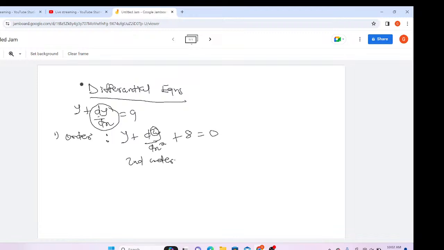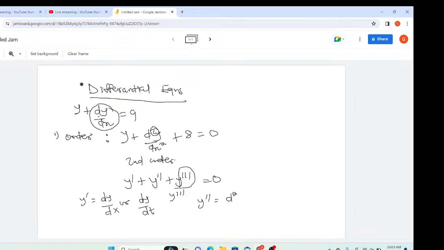Supposing you have multiple derivatives, let's say y prime plus y prime prime plus y prime prime prime equals 0, then the order of the differential equation will be 3, because the highest derivative here is y prime prime prime. Let's take note of this. In differential equations, when you say y prime, we mean dy with respect to an independent variable, let's say x, or dy with respect to another independent variable, let's say t. This will be the convention we're using here. So anytime we see y prime prime, we mean d squared y over dx squared.